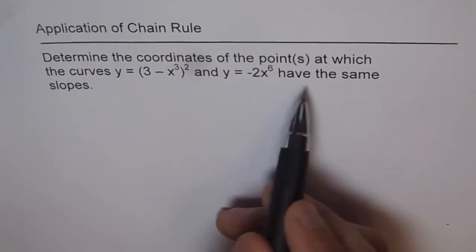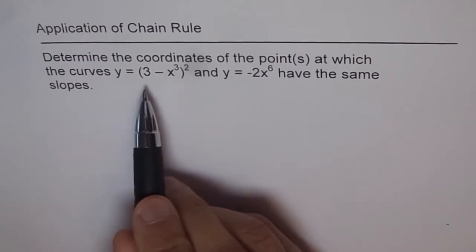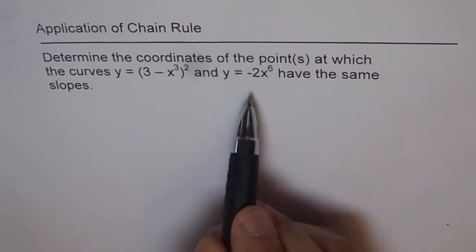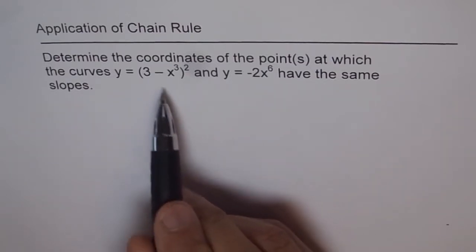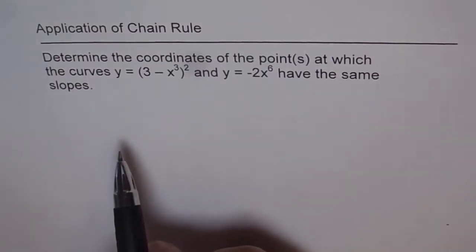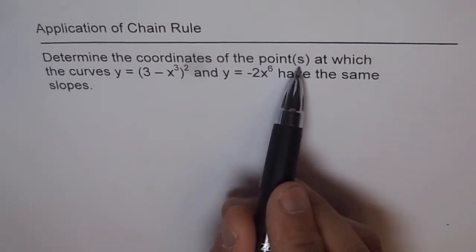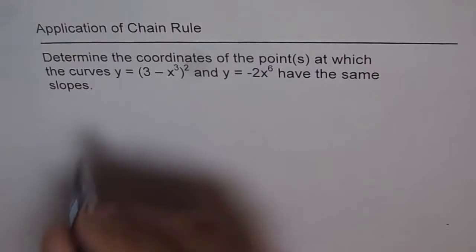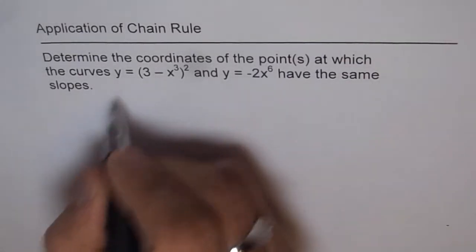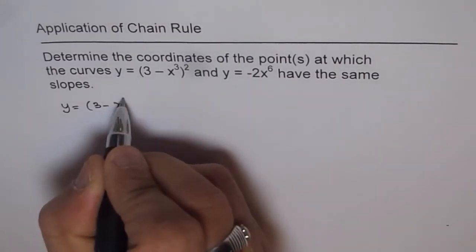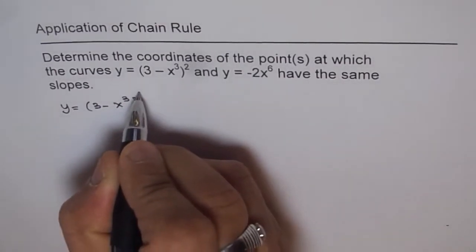Now when we say they have the same slope, that means the derivatives are the same, right? So we'll equate the derivatives and then figure out what the x value is. And we can get more than one point in this case, correct? That's why we have points here. So let's try to do it with both the functions. First with y equals (3 minus x cubed) whole squared, right?